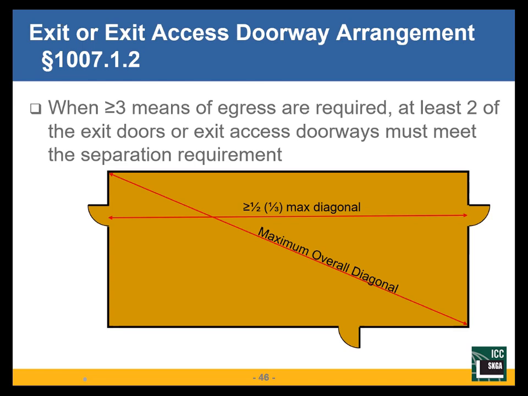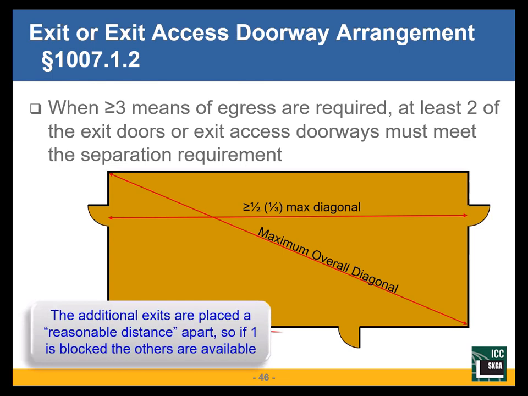There is no requirement for 1/2, 1/3, 1/4 diagonal apart. There's no requirement like that. What the code says is the additional exit or exits, if I need 4, have to be a reasonable distance apart. In other words, they've got to convince you a reasonable distance apart, so if one is blocked, the others are available. We're back to the same concept we had when we're looking at 2 exits. One's blocked, do I still have 50%? One's blocked, do I still have the others in this case?